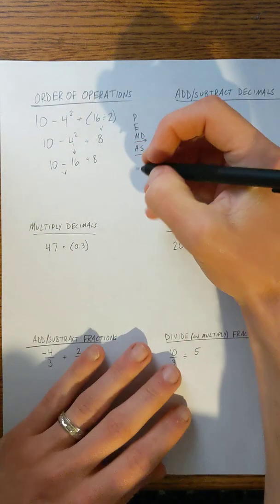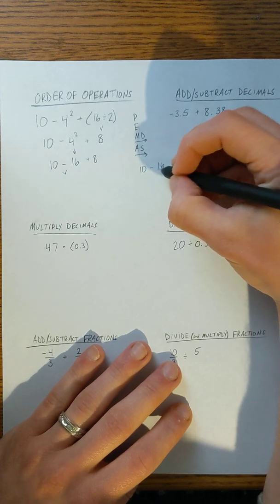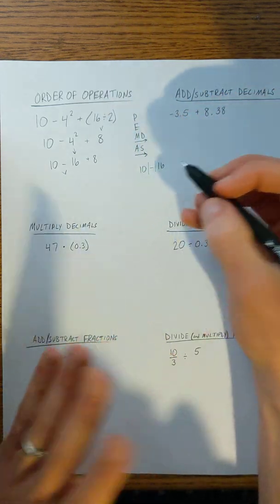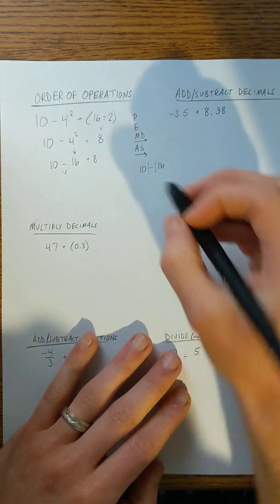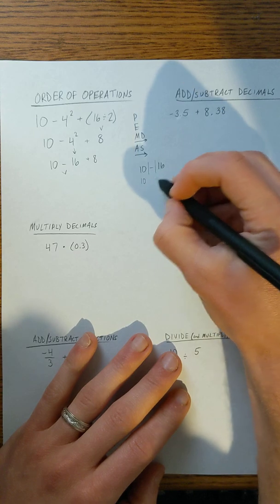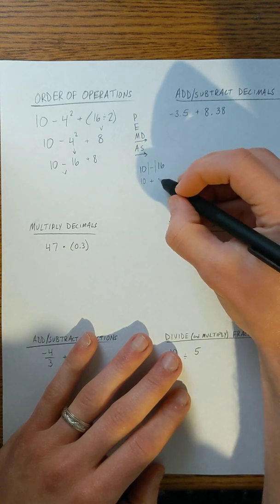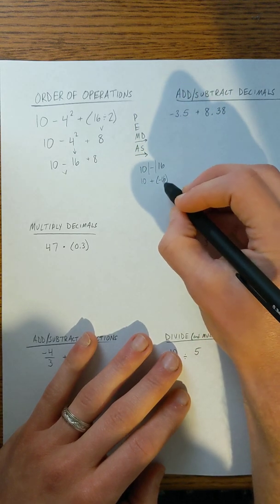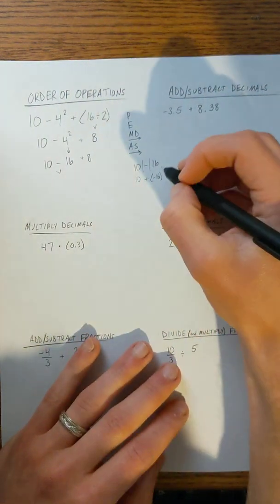Some people might be able to do that in their head. Some people might have to write it out on the side. And when I see this, I'm going to go ahead and use keep, change, opposite, or the additive inverse. So we change the subtraction to addition. Keep the 10, change the minus to a plus, and the 16 to a negative 16. So again, this was keep, change, opposite. Now this has the same value, but it is addition instead of subtraction.